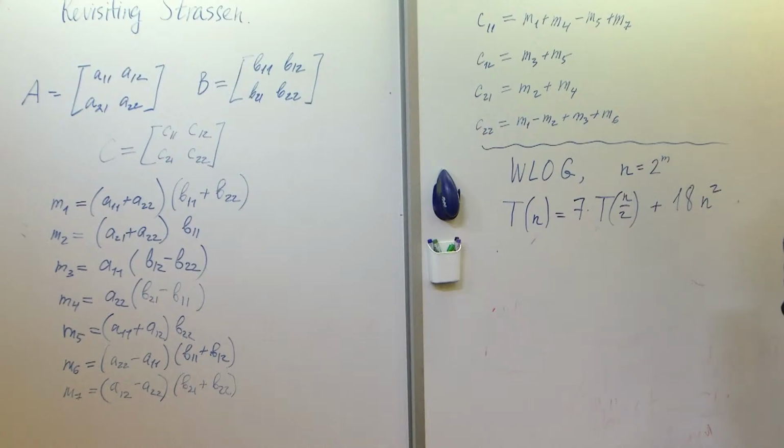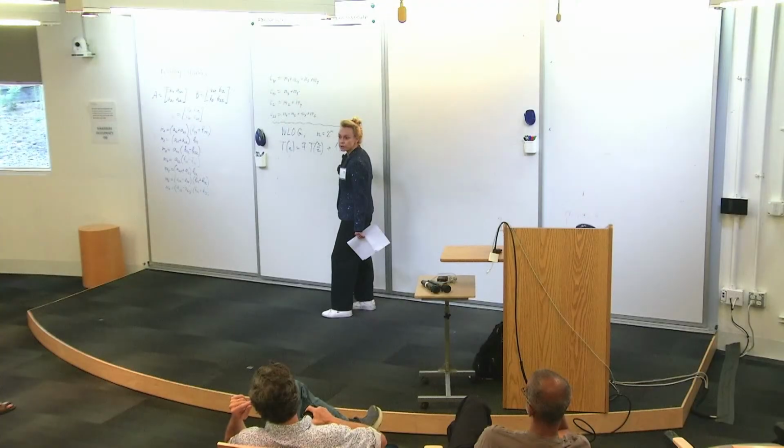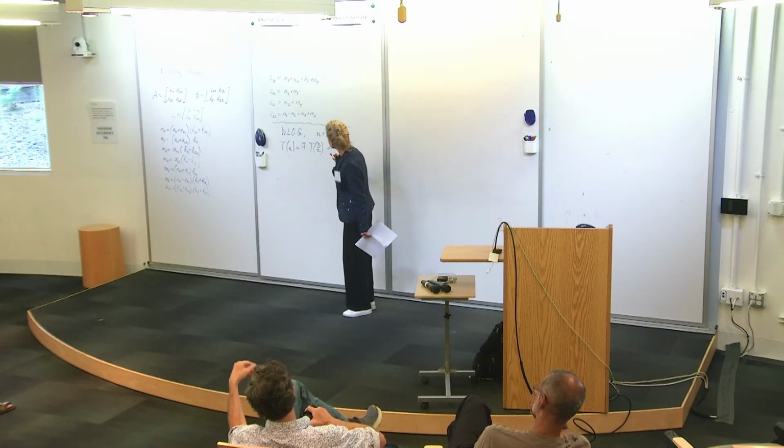18? N over 2 squared. The dimension is half, n over 2. Oh, you're counting in n over 2. N over 2 squared. Yeah, because you're doing it at one level down, in blocks. So it's n over 2 squared.